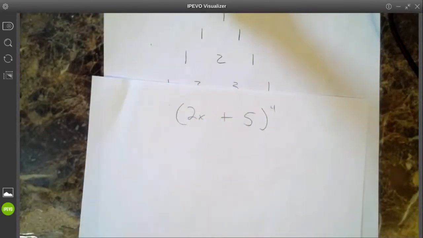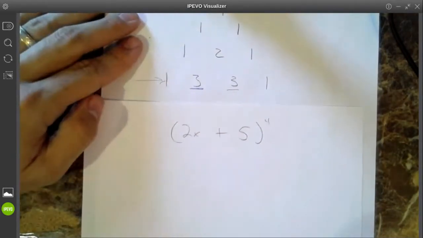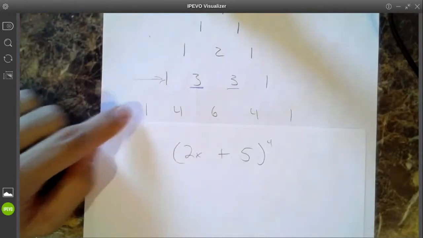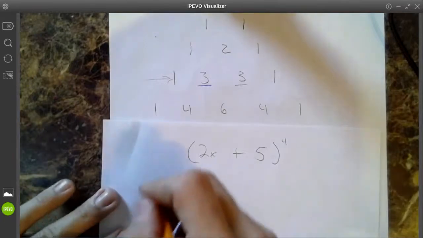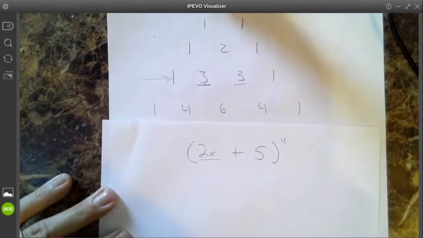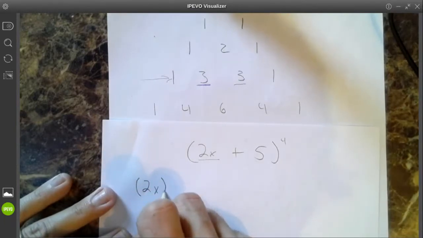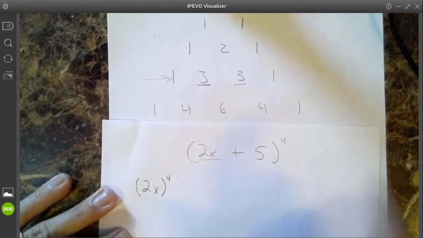2x plus 5 to the fourth power. All right. So I'm going to go down to the fourth row. These are going to be my coefficients this time. All right. So it's going to be a 1 times the 2x. And notice here, I'm going to wrap that 2x in parentheses like that. It's that whole thing to the fourth power.